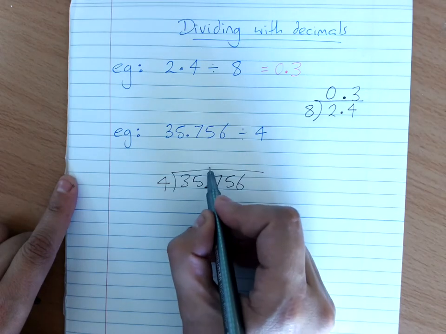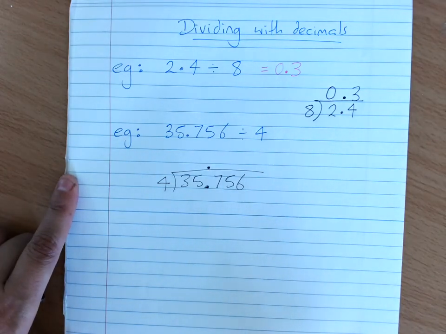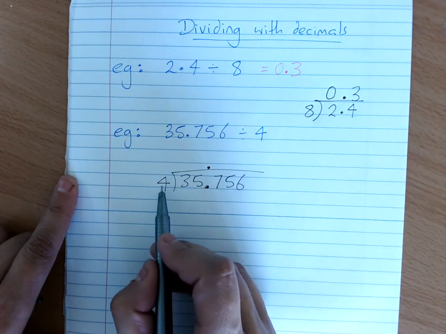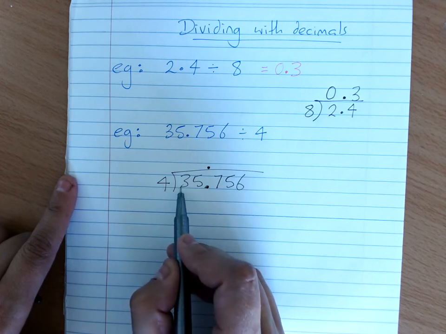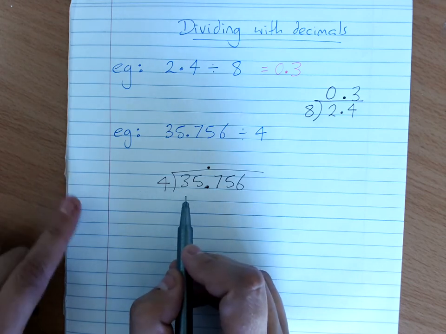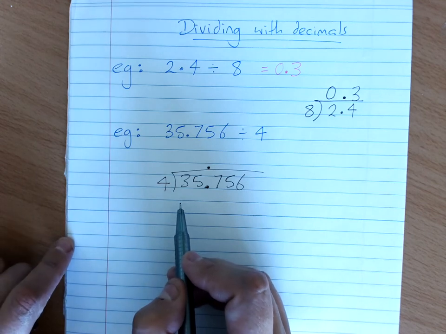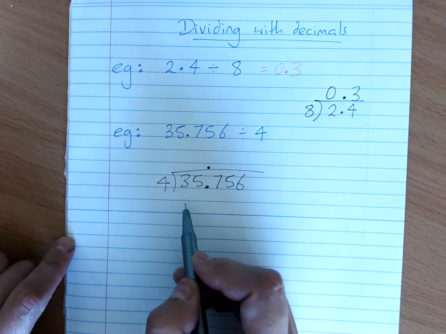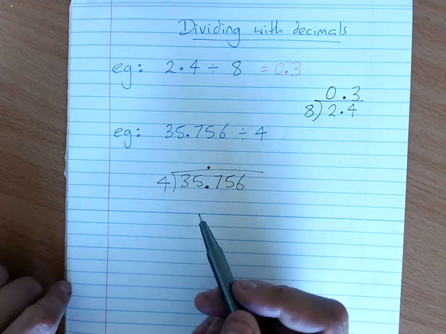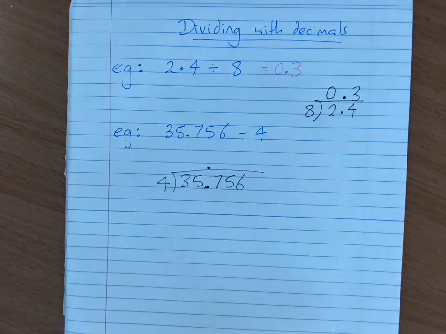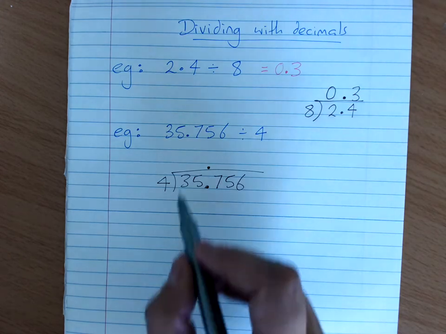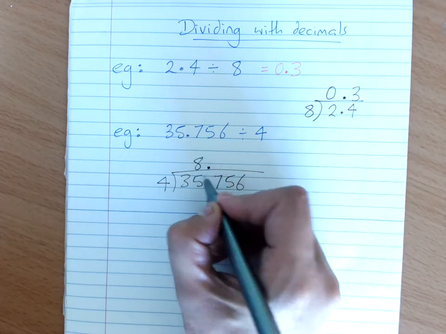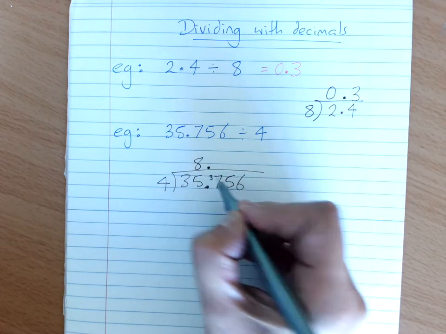Put your decimal point up. 4 into 3 doesn't go. 4 into 35. Can you do a remainder? Yeah, we'll have to have a remainder. How many times are we going in? It would be 8. 8 times 4 would be? 32. So that goes 3 in, remainder 3. Put our remainder.